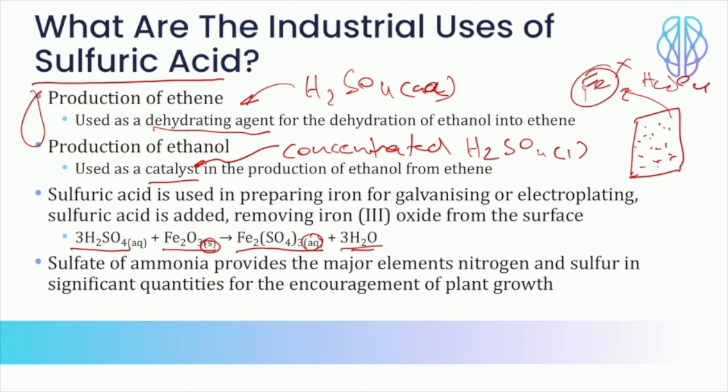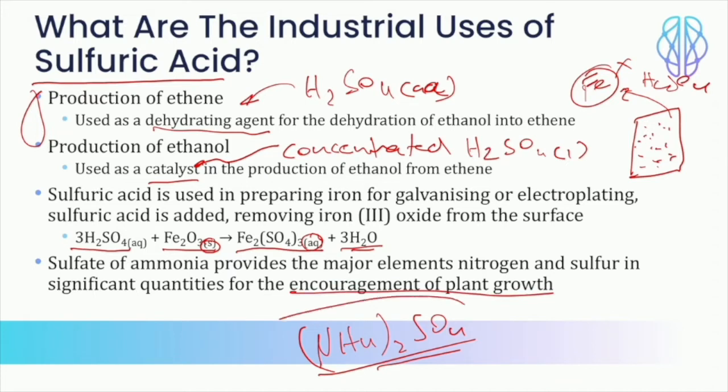Also, ammonium sulfate, so this compound here, (NH4)2SO4, is used highly in fertilizers, and it's really good for encouragement of plant growth. And you can make this compound by reacting sulfuric acid and nitrogenous compounds such as ammonia.